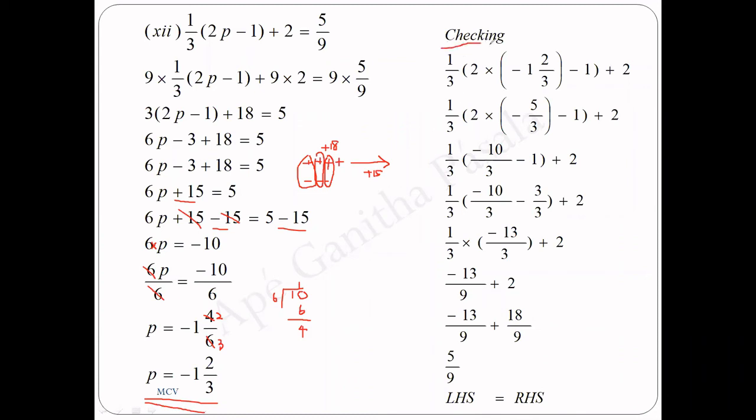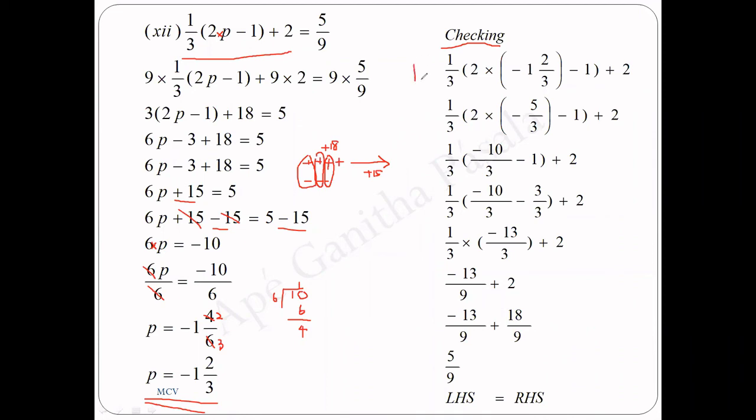Now checking the solution. So get the left hand side. Left hand side is this. 1 over 3, 2 into p. p is minus 1 and 2 over 3. I will write that within brackets. The value of p, minus 1 and 2 over 3. Minus 1. Close brackets. Then plus 2. So this way substitute. Now simplify.